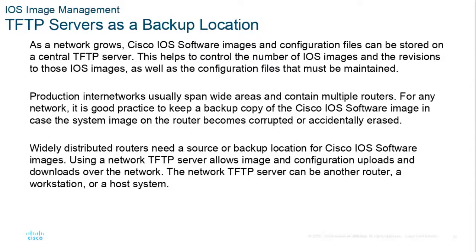Production networks usually contain multiple different versions of routers. So we want to keep a copy of the iOS software image in case that router gets messed up, or that switch gets messed up. We'll just use our existing TFTP server we're already using for the startup configuration and running configuration files. That way we can have a backup copy of all the configurations and all the operating system files. So we can restore any machine quickly, put the proper iOS on it, and then put the proper configuration on it to make it work.